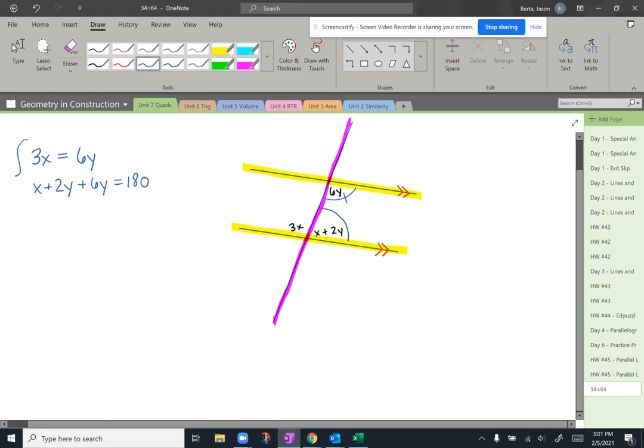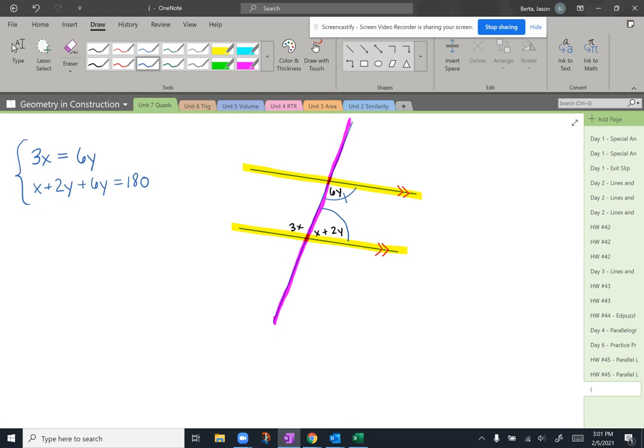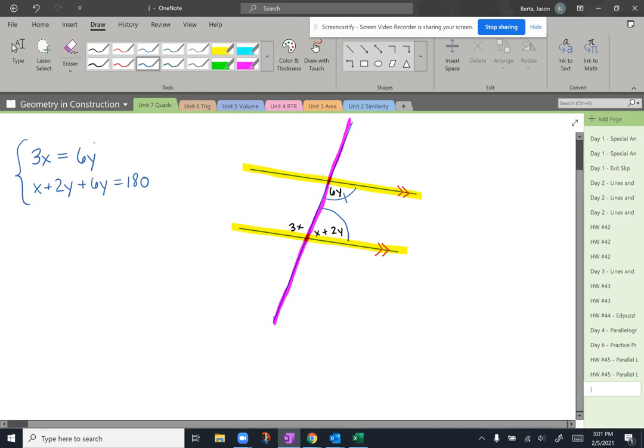Okay, and here, this is called a system of linear equations. I have two linear equations, each with two different variables, the x and the y. I'm going to go ahead and look at the first one now and solve for x by dividing both sides by 3. And I see that x equals 6 over 3y, which equals 2y. I can then substitute. This is why this process is called substitution. I can substitute this value of 2y in for x in the second equation.